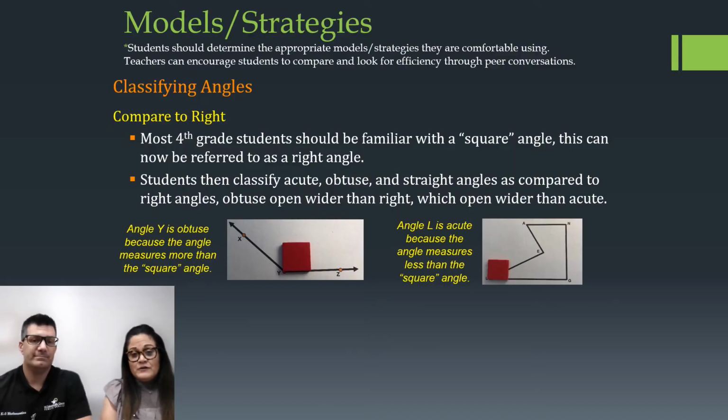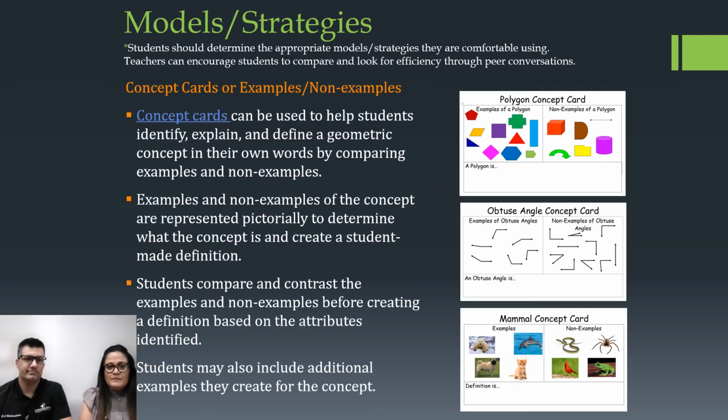These models and strategies are included in the Unpacked PowerPoint within the unit, but here we could see, just as Joe talked about, that supporting classifying angles using the square angle or the square corner, and then later referencing it to be the right angle, is something that you can use with your students, as well as the concept cards that I referenced earlier, focusing on examples and non-examples. As it says here, this helps students to identify and explain perhaps a geometric definition versus us telling them the definition and then making no connection to it.